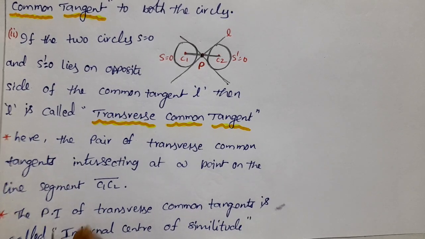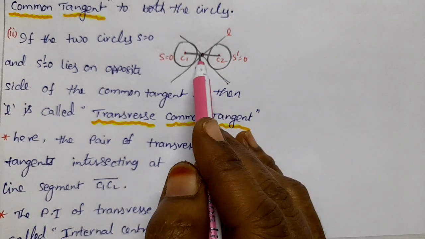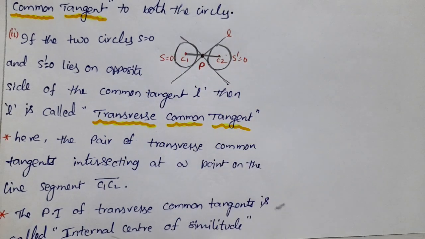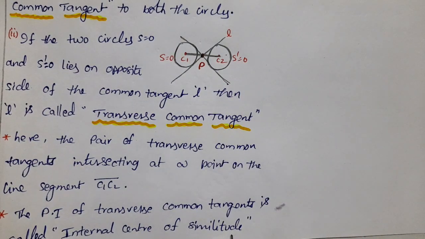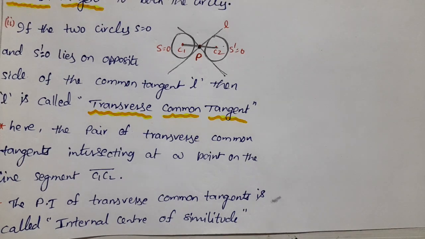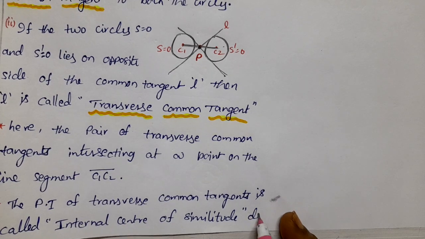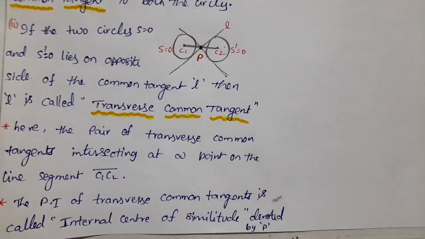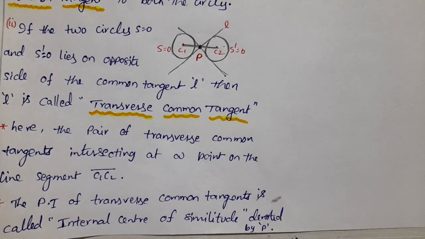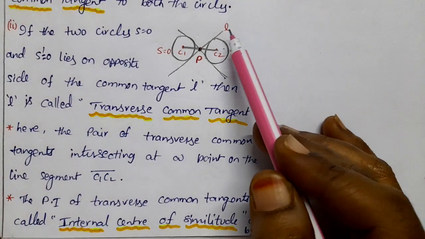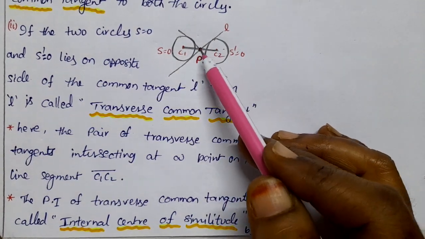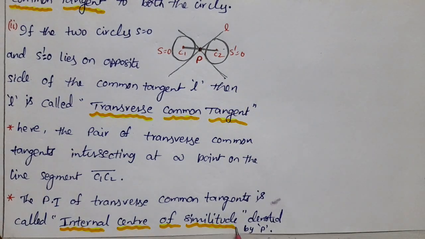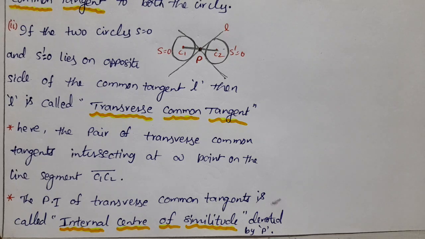It is the internal center of similitude because this point of intersection lies on the line C1 C2. So this is called the internal center of similitude, denoted by P. If the two transverse common tangents intersect at this point, then this point is called the internal center of similitude and is denoted by P.